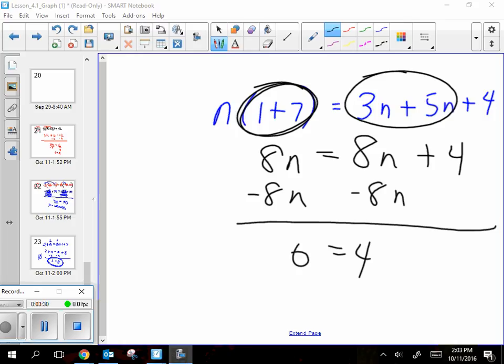True or false? Is 0 actually equal to 4? No. And therefore, no solutions. There is nothing that could have ever worked in that equation.